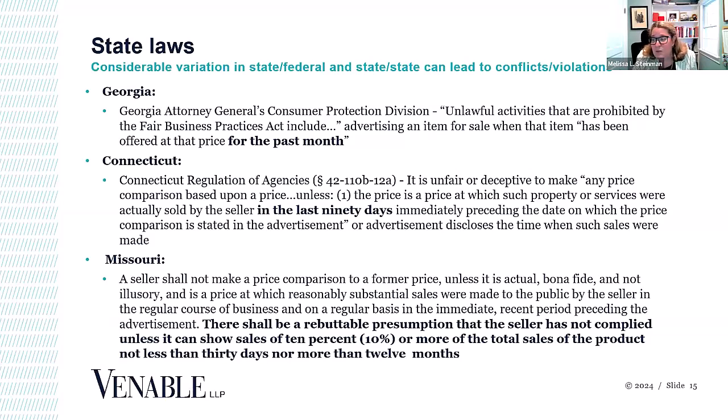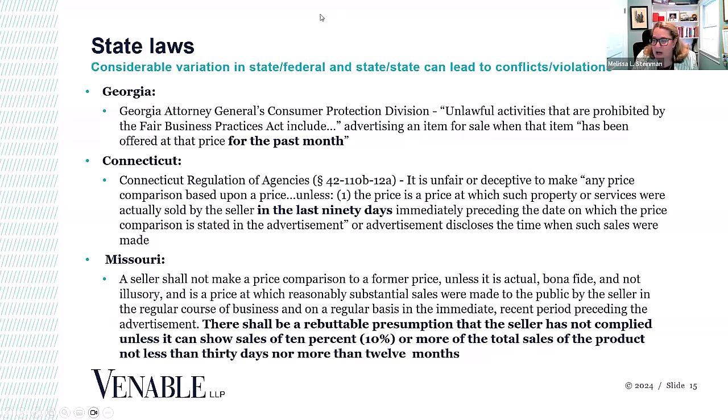Connecticut looks at whether you were actually selling the product for at least 90 days preceding the date at which the price comparison is stated, or you disclose the time period at which sales were made. So it's a little bit easier in the sense that you can actually say, this was the price that was offered, your regular price offered in January, or you were offering that for 90 days before putting it on sale.